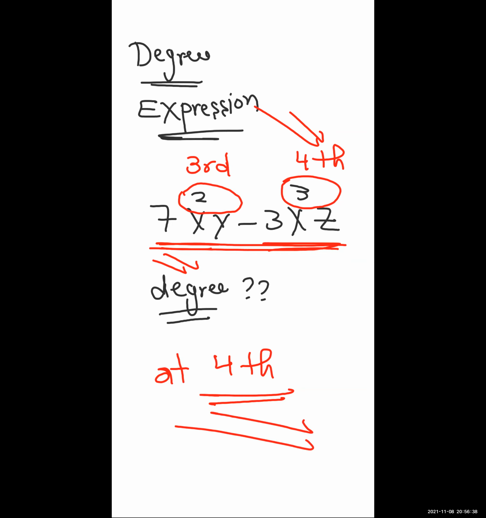One more example. Find the degree. Here the degree will be fourth, because the highest degree of the terms here is fourth. The first one is third, the second is fourth. So we have to choose the highest one, which is fourth. Okay?